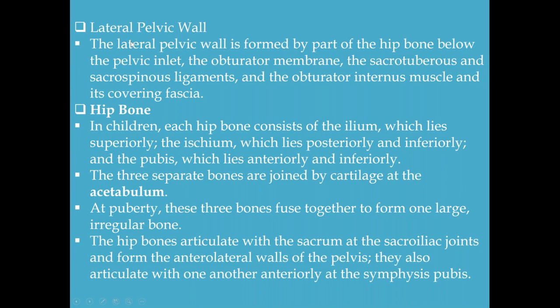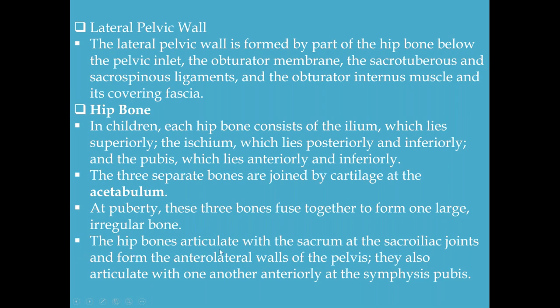So what about the lateral pelvic wall? This is very important, the pelvic bone, or hip bone. Okay, what about the hip bone? Each hip bone consists of the ilium, which lies superiorly, the ischium, which lies posteriorly and inferiorly, and the pubis, which lies anteriorly and inferiorly. So the hip bone is composed of three bones: the ilium, the ischium and the pubis. The three separate bones are joined by cartilage at the acetabulum. So the three bones meet in the area called the acetabulum. At puberty, these three bones fuse together to form one large irregular bone, the hip bone.